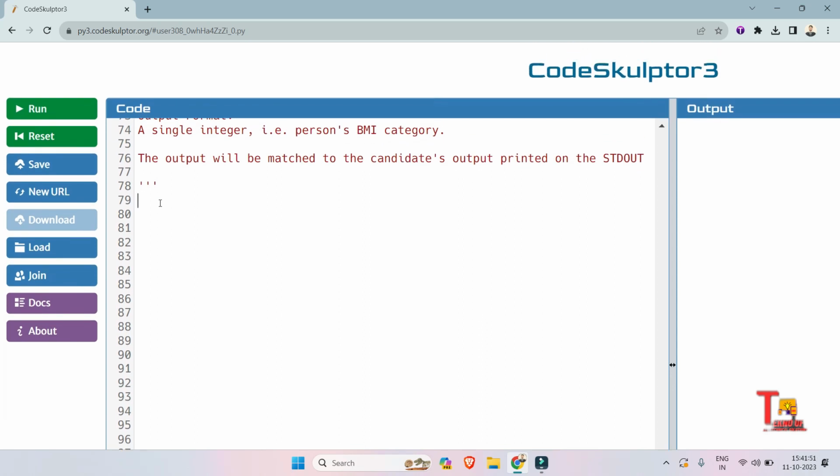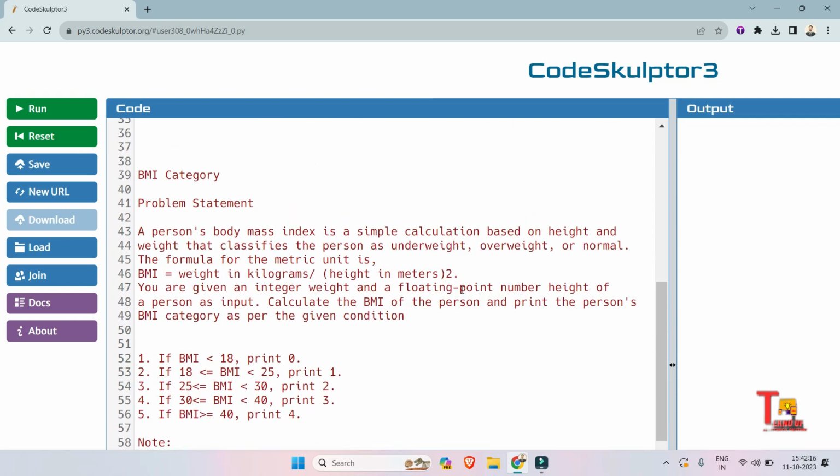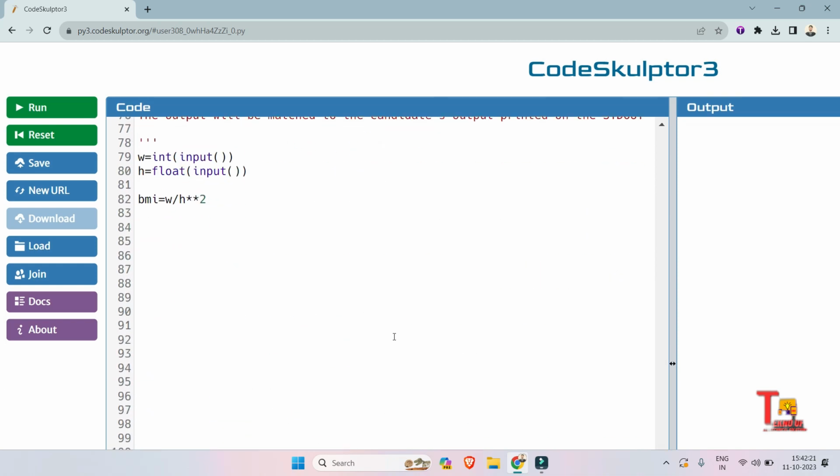So let's take the input at first. So input for weight is equal to in integer, right? So int input, sorry, and input for height, that is in float, right? So float input and calculate the BMI. So BMI is equal to weight by height square, right? That actually I did a mistake here, that is I said that this is multiplied by, but this is square, right? Okay, now just determine the category of BMI according to the value of this BMI, right?